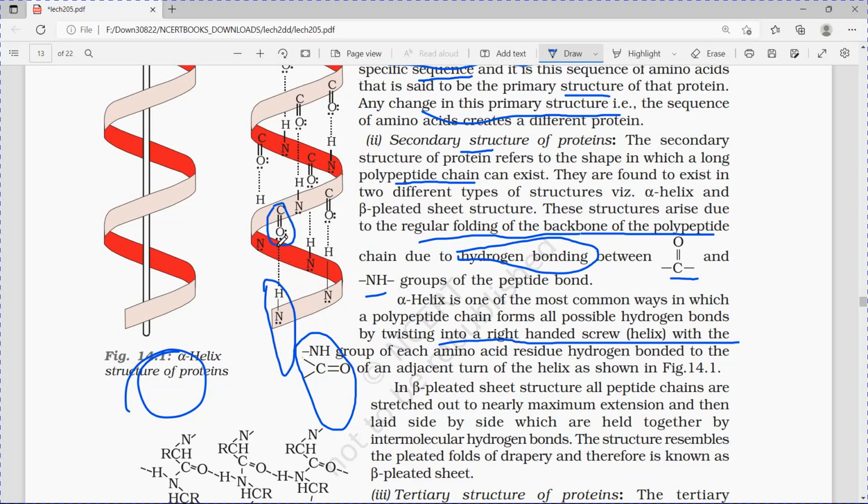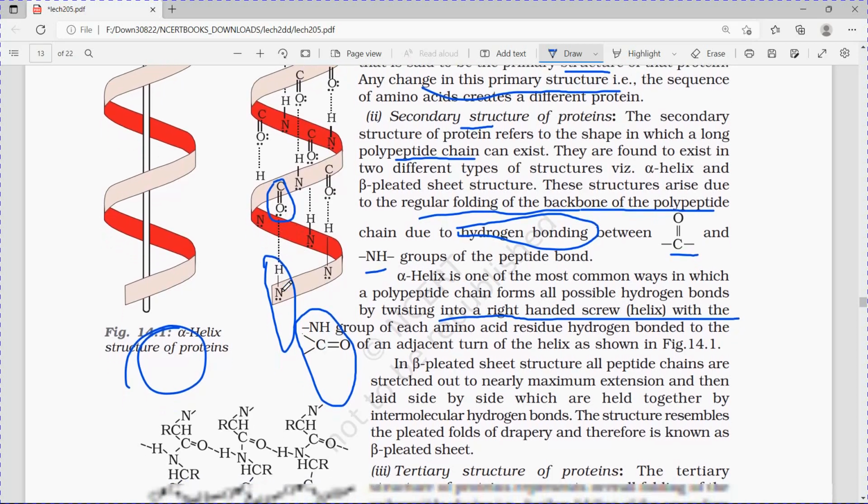In the turns of the helix, it is not like this way, right? It is not in the horizontal way, it is in the vertical way. That is, the carboxyl group in one amino acid makes a hydrogen bond with the amino group present in another amino acid in the nearby turn of the helix, right? So that is called the alpha helical structure, right?